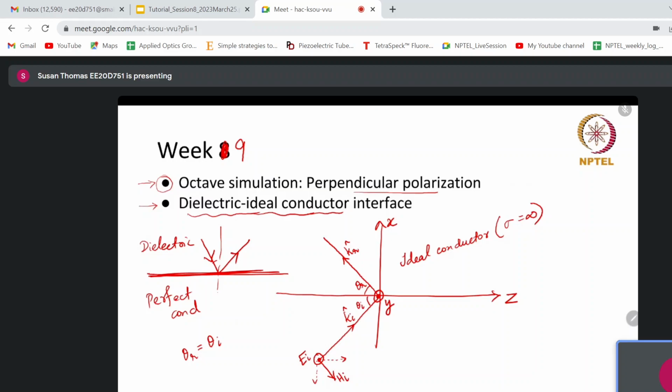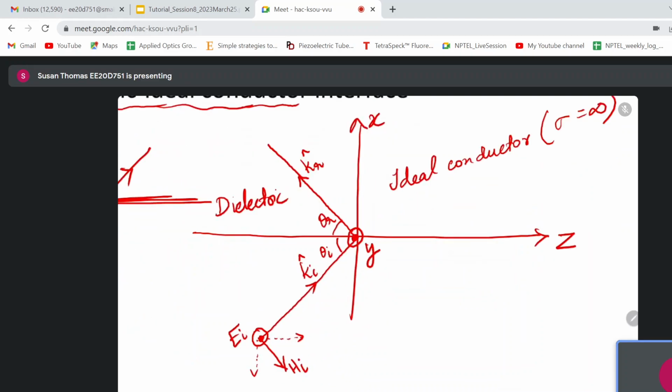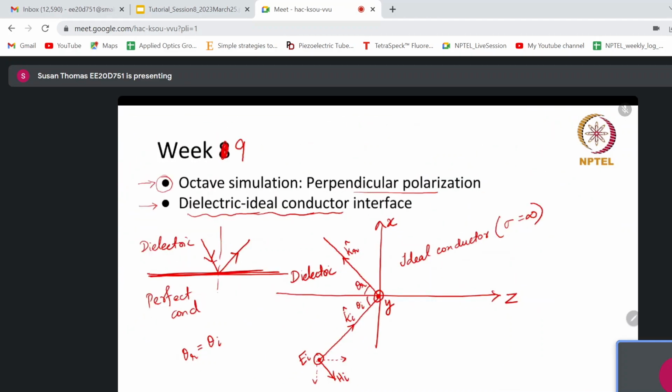Okay, incident magnetic field. Now, in this case of a dielectric ideal conductor, this side is a dielectric and the other side is the ideal conductor. So that's an interface, and the wave is incident at an interface between these two. Now, the reflection coefficient and transmission coefficient, we have a clear idea. There is no transmission into the ideal conductor, so we say the transmission coefficient is 0 and the reflection coefficient is 1. That is, the wave is fully reflected back. That is a total internal reflection.